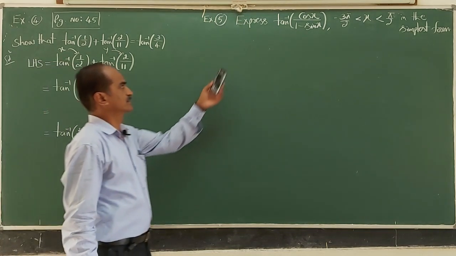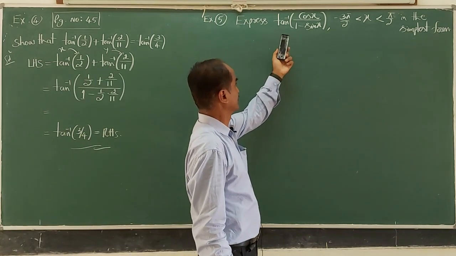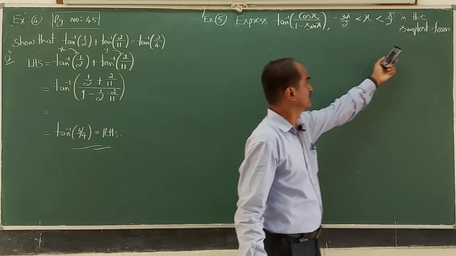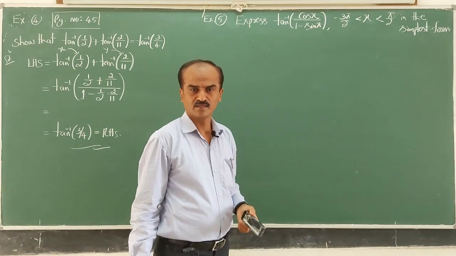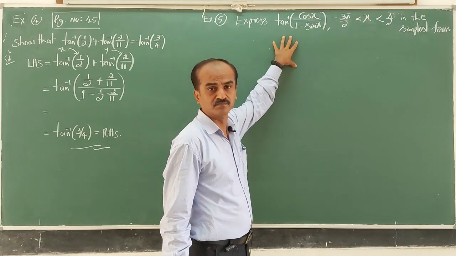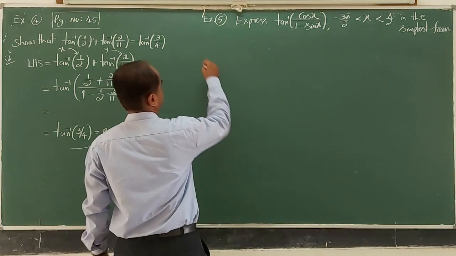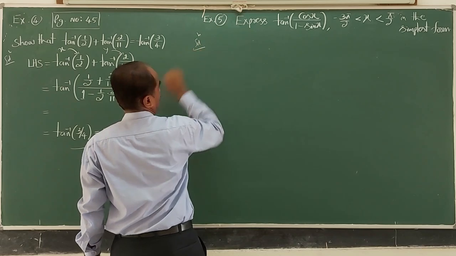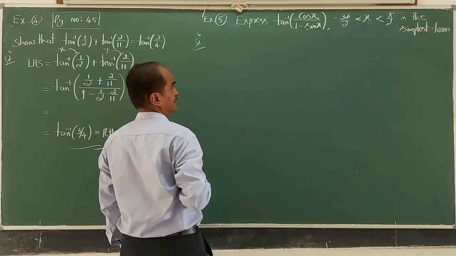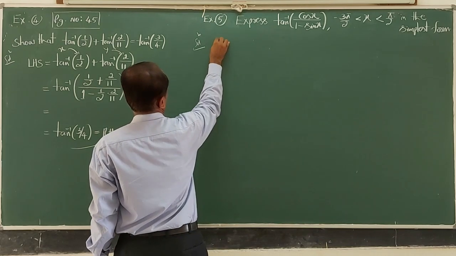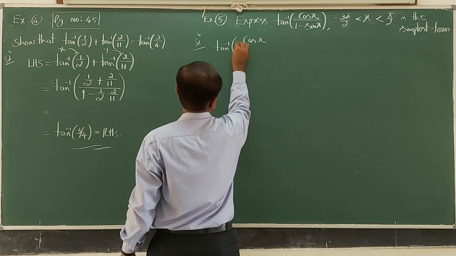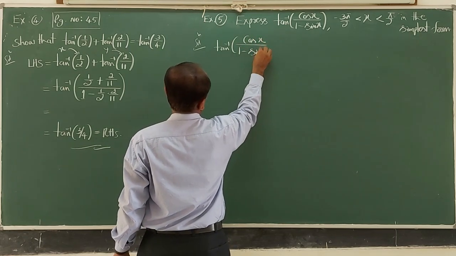Now let us take this example. Here it is required to express this inverse trigonometric function in the simplest form. Nothing but put it in the most simplified form. Now let us try to do that. For this, I will make use of the standard identities available with this. I will write tan inverse of cos x divided by 1 minus sin x.